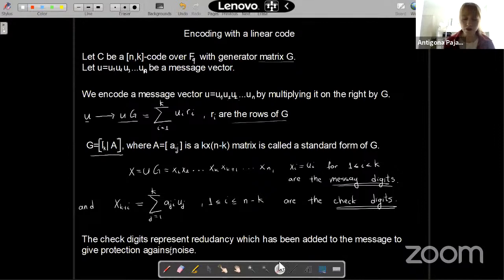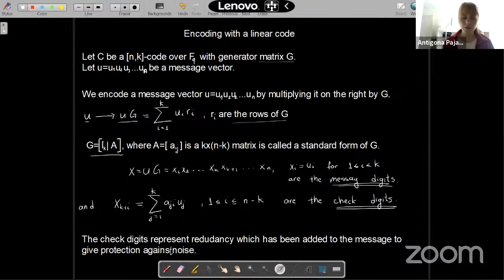Now, for an easier way to do this encoding, we can write our generator matrix in a standard form. This is called the standard form of G. Here we have the identity matrix, and in the right part, we have A, which is the K by N minus K matrix.